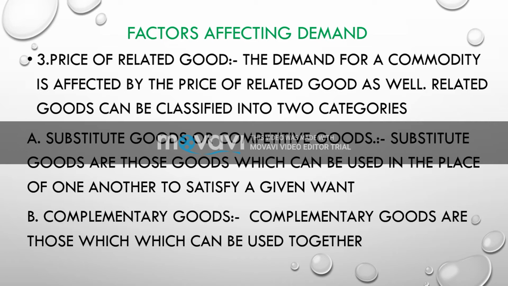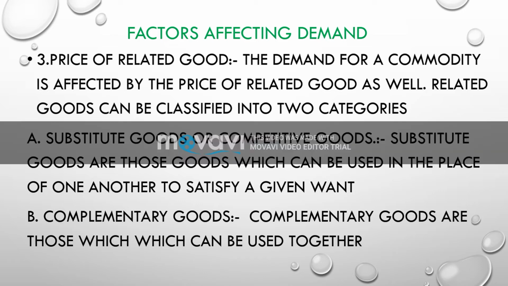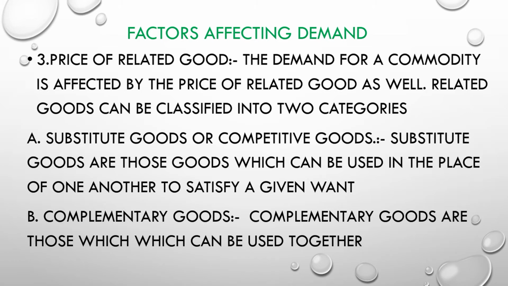Whereas complementary goods are those goods which can be used simultaneously. Examples of substitute goods are tea and coffee. Various examples of complementary goods are car and petrol, shoe and polish. Students, I'll provide a separate video for diagrammatical presentation of substitute and complementary goods and the effect of the price of one commodity on the demand of other commodity. For that, I'll provide you a different video.